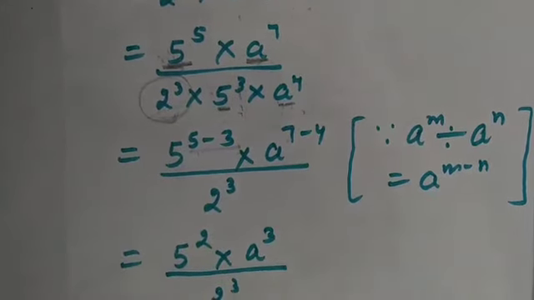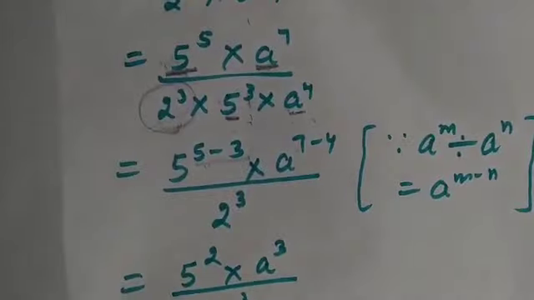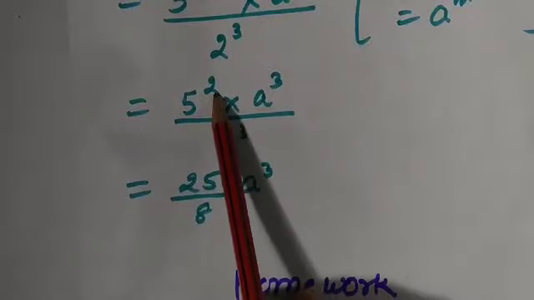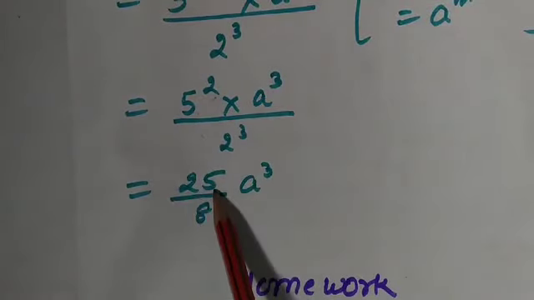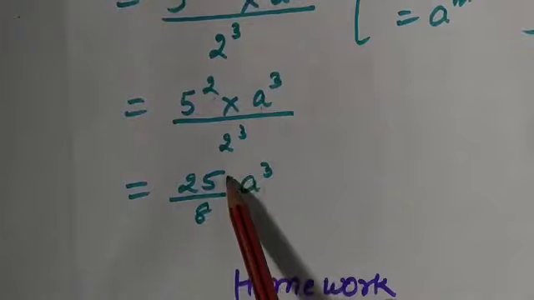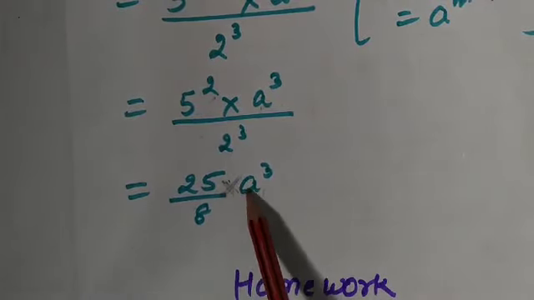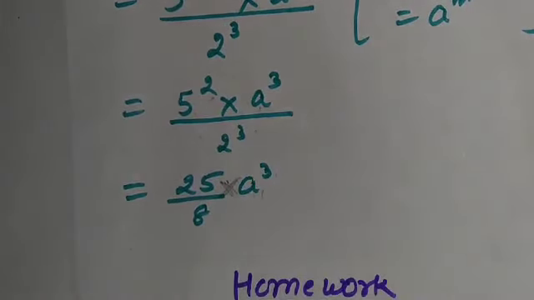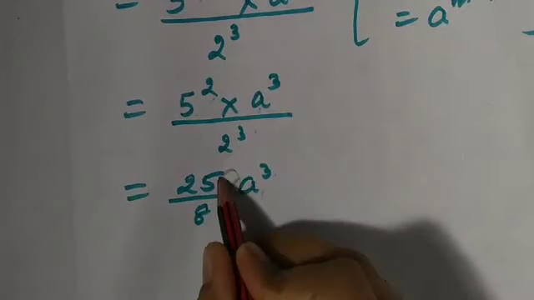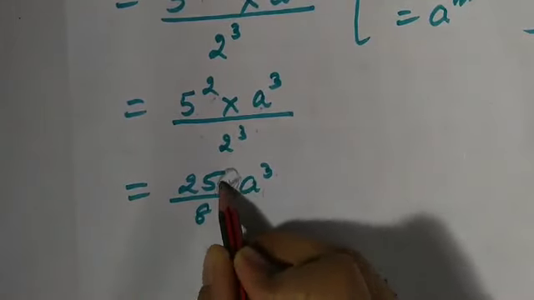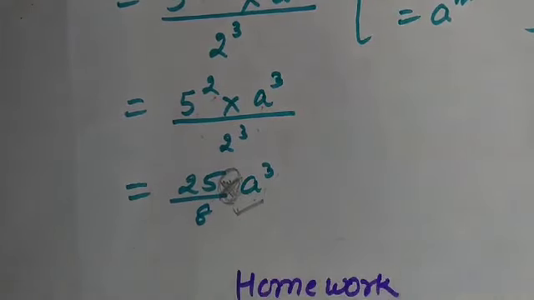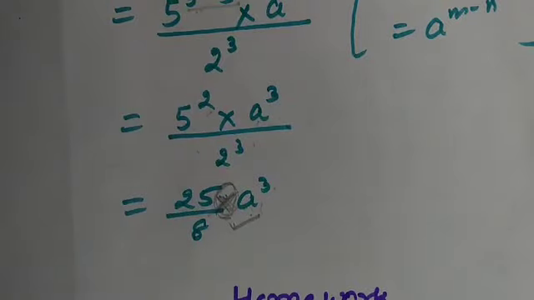2 raised to the power 3. We have to completely solve this expression. So 5 raised to the power 2 means 5 into 5, that is 25, and this remains the same, into a raised to the power 3 over 2 raised to the power 3, which is 8. It's up to you whether you write the multiplication sign or not. If you are not writing it, it is still understood that in between we have multiplication. So this is your assignment solution.